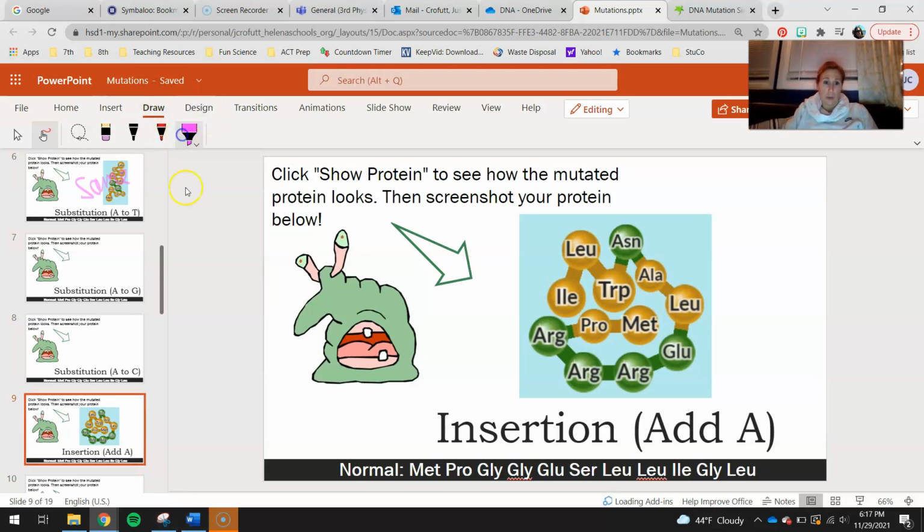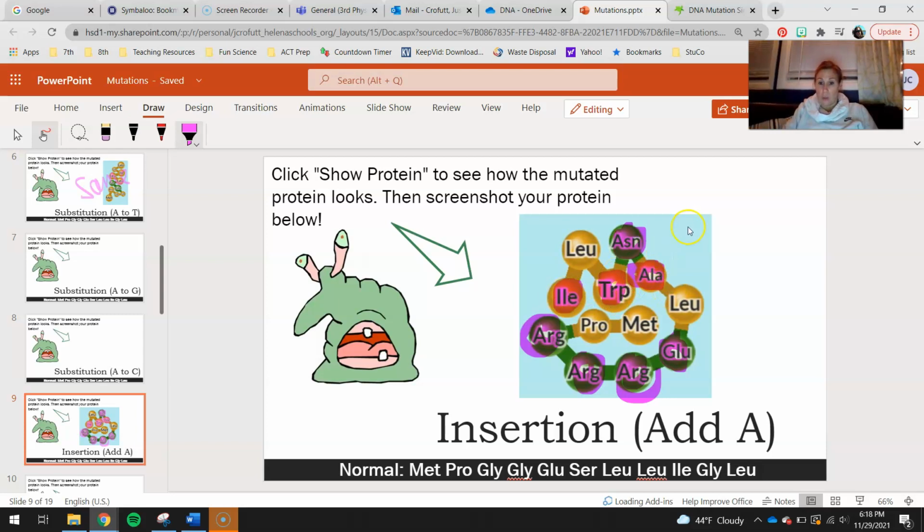So I already have my draw tool pulled up. Okay, and let's go ahead and compare. All right, I've got MET, PRO, and then look, this should be a glycine, this should be a glycine, glutamine, serine, leucine, so that's normal. This one's not. That should be a leucine. This should be an ILE. This should be a GLY. This one's an LEU, and then this one's an extra one on the end. So actually, out of all of this, only 4 amino acids are correct.